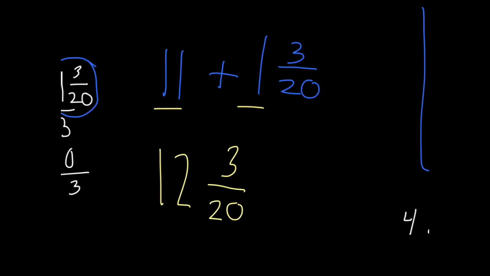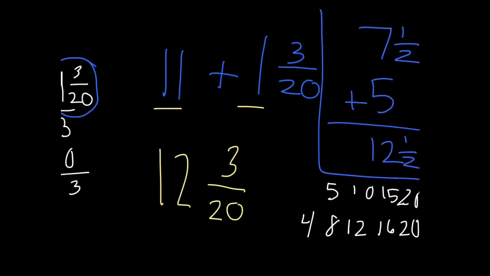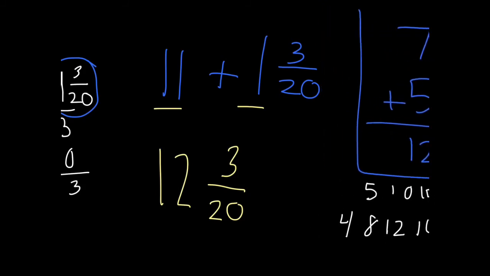Now let's go back to my estimation that I have saved over here. I said it was going to be about 12 and a half. So 3/20, I mean it's 7 away from being the half, so my estimation was pretty good. So now let's have you try a few.